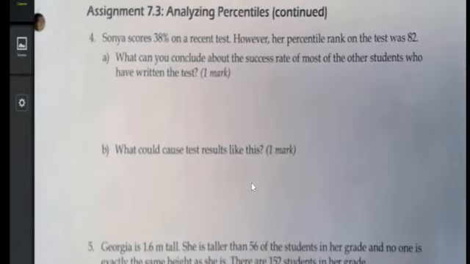Page 83. You find number 4 and 5. Sonia scores 38 on a recent test. Her percentile rank on the test was 82. What can you conclude about the success rate of most of the other students who have written the test? Well, they bombed it. 81% of the students had a mark that was less than 38.